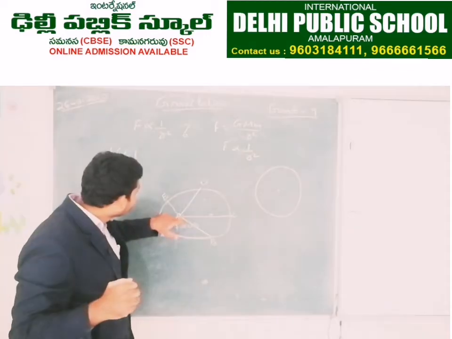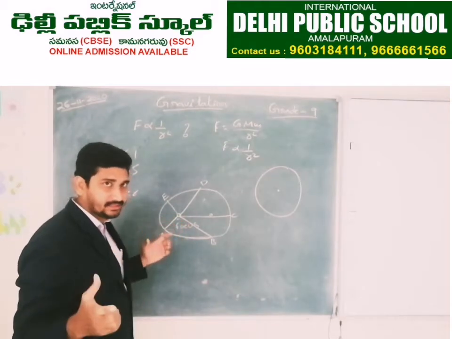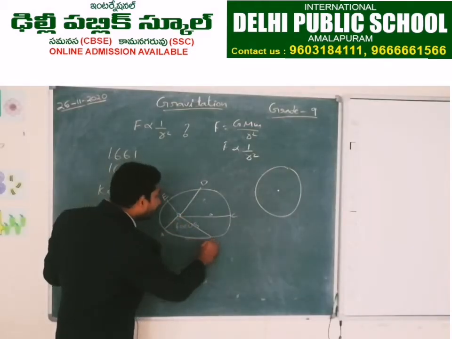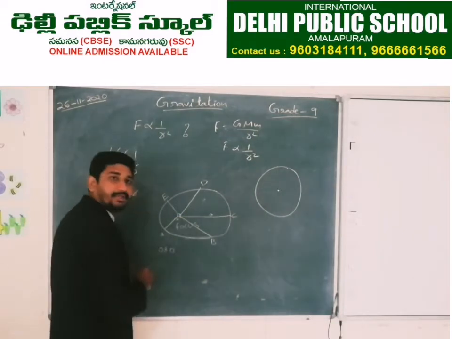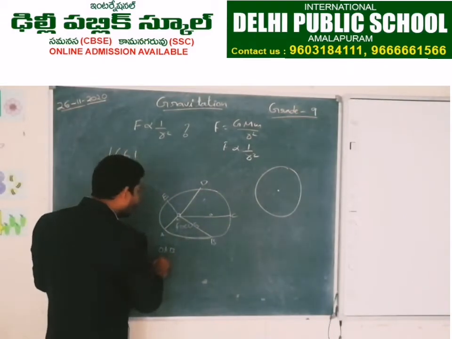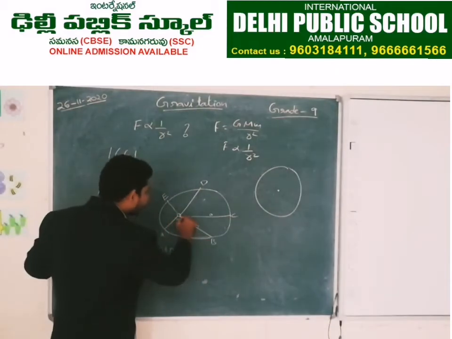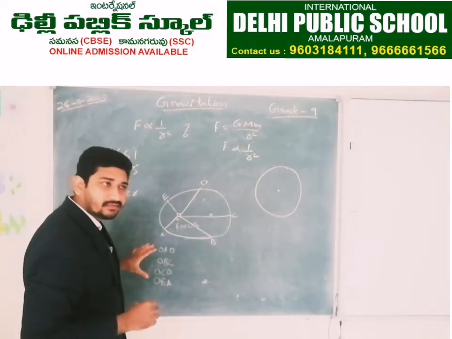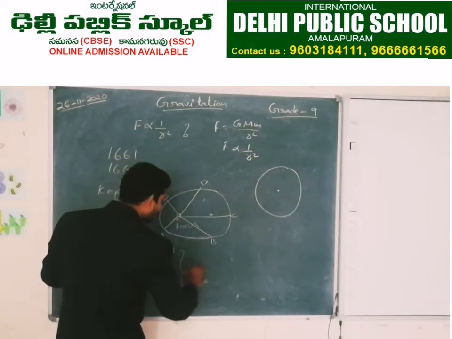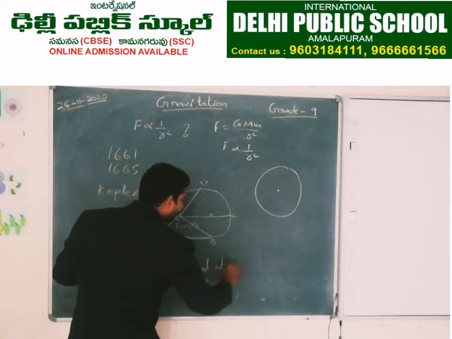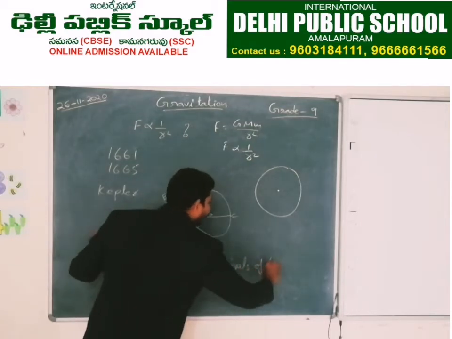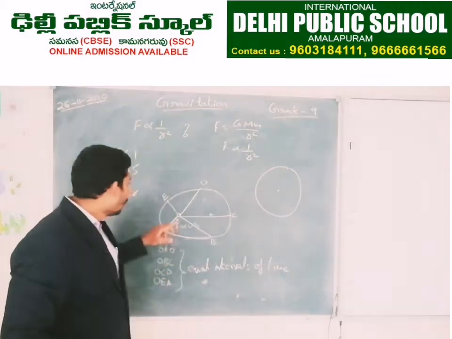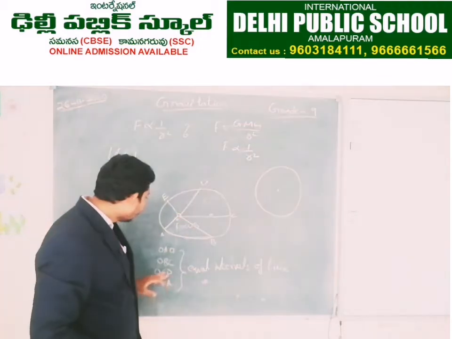The first statement is the Sun will be at the focus, and the second statement is, see, if you consider this as an area O, A, B, and this one as an area O, B, C, and O, C, D, O, E, A, these are all areas. The second statement is, these areas are all covered in equal intervals of time.